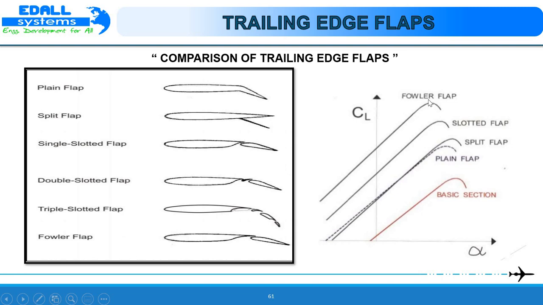We can see that Fowler flap has high coefficient of lift at low angle of attack and has a good performance when compared to the basic section, that is a plain flap or a normal airfoil without flaps. Slotted flap and split flap are also performing good, but when compared to all the other flaps present, Fowler flap is the best.